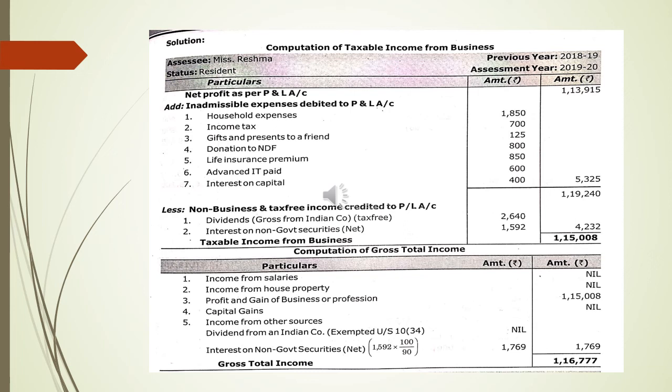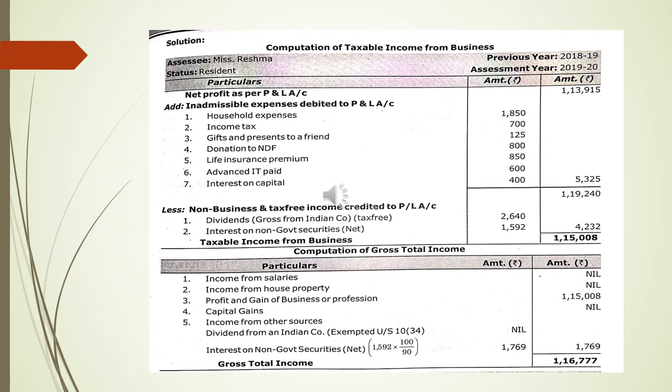Gross total income means total of all 5 heads of incomes. Income from salary is nil, income from house property is nil, profit and gains from business and profession is 1,15,008 rupees. Capital gains we don't have. Under income from other sources, we have dividend from an Indian company, so it is exempted, nil. And interest on non-government securities, the net amount is given. Whenever there is a net amount, that has to be grossed up.